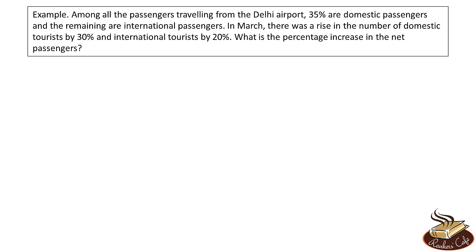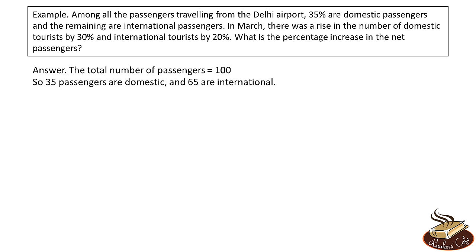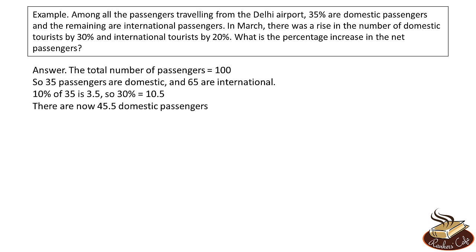Again, let's first solve by using the conventional process. But we are again going to cheat here. We are going to assume that the total number of passengers is 100. So 35 passengers are domestic and 65 are international. In March, domestic tourists rise by 30%. Now 10% of 35 is 3.5. So 30% of 35 is 3.5 into 3, which is 10.5. So now there are 35 plus 10.5, that is 45.5 domestic passengers.